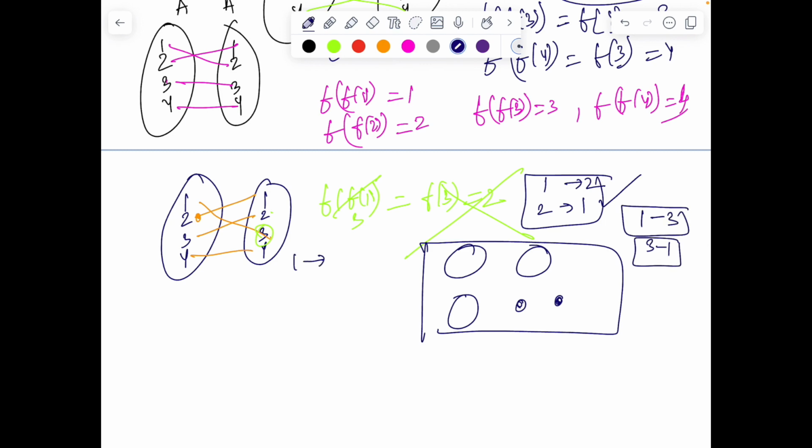For instance, if 1 is going to 3, 3 has to go to 1, or maybe I'll just map 1 with 1, 2 with 2, 3 with 3, or 4 with 4. So, understood this? Having gained this basic idea, now we are ready to hit the problem.